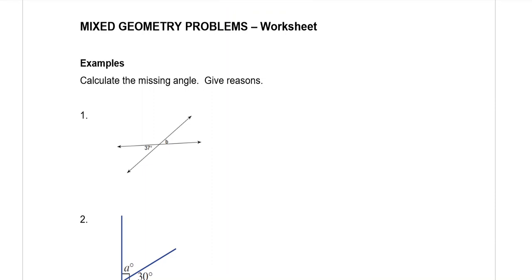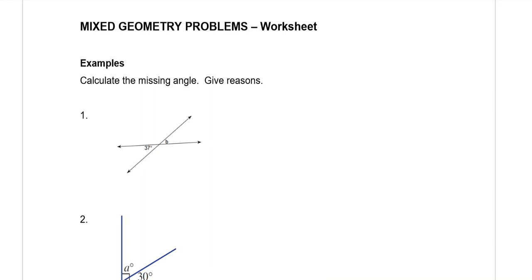In the past few lessons, we have learnt a number of different rules that have helped us to solve our problems to find the values of pronumerals and giving reasons. Today, we're not learning any new ones, but we're going to mix up all the ones we have learnt and see if you can remember them. So let's go through a few examples here. It says, calculate the missing angle and give reasons.